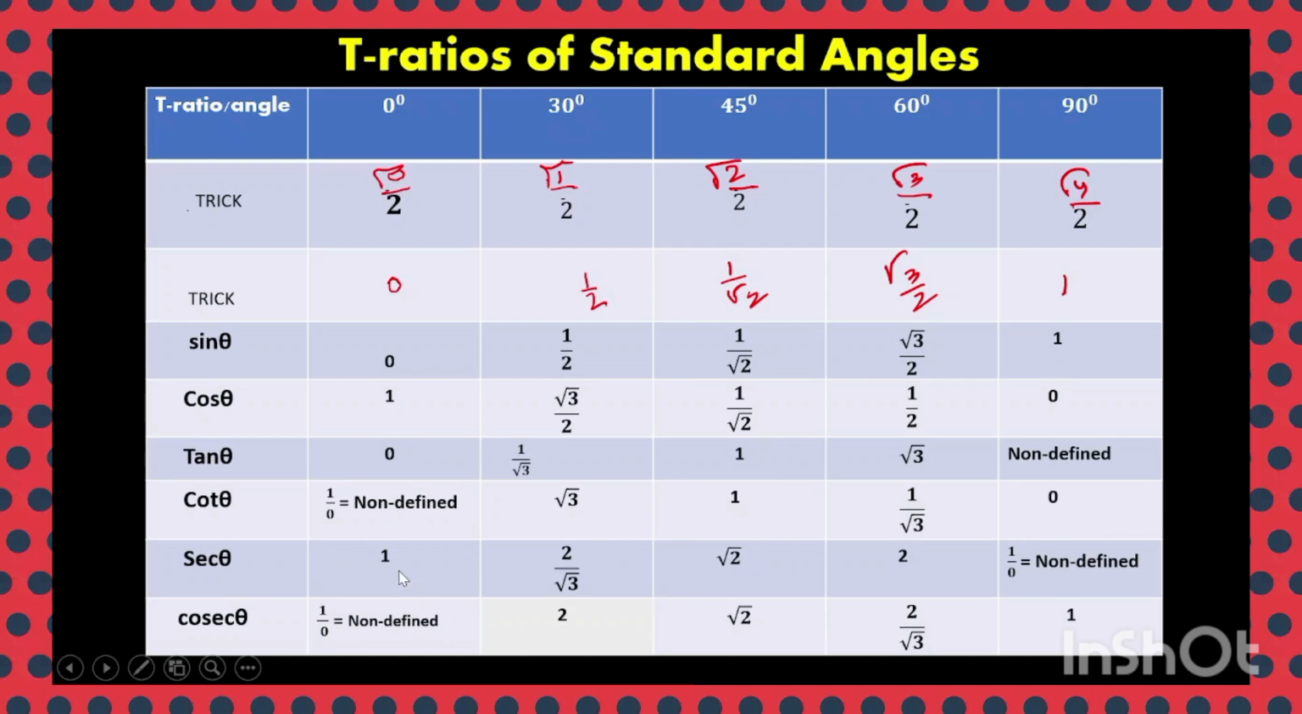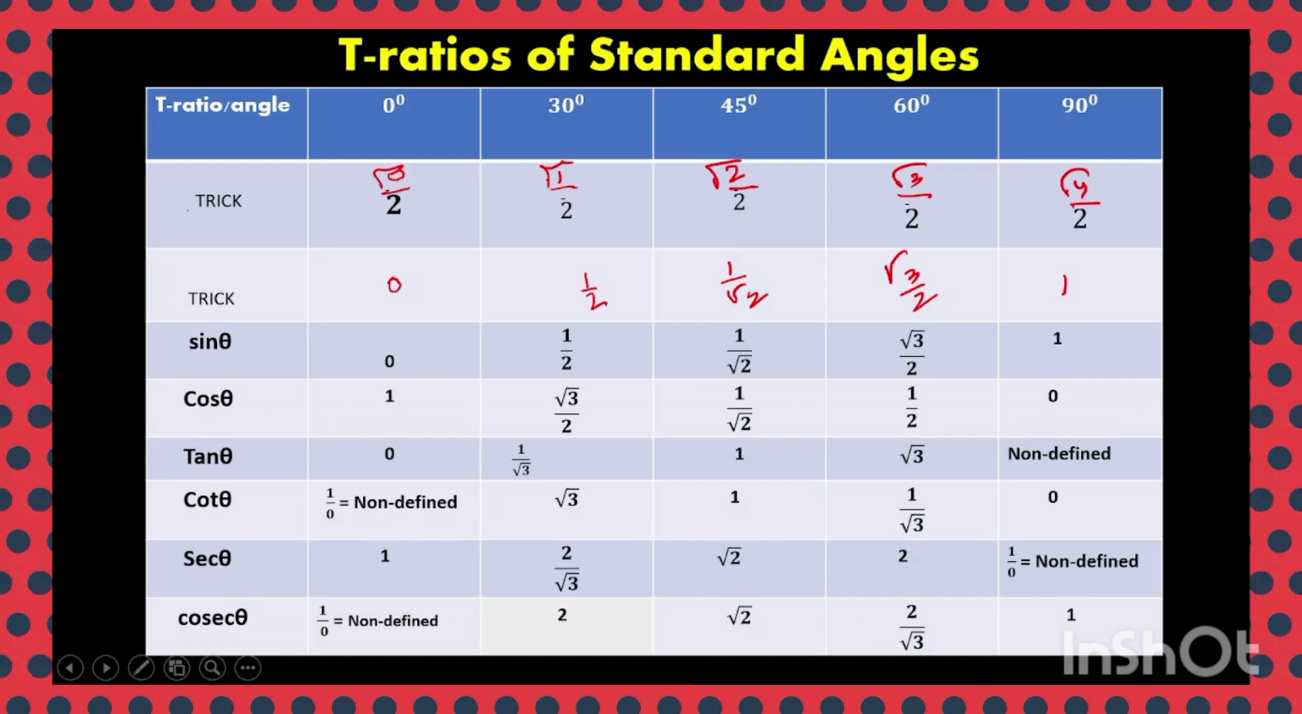Similarly, sec is the reciprocal of cos. So sec theta is 1 by cos theta: sec 0 degree 1, sec 30 2 by root 3, sec 45 root 2, sec 60 2 and sec 90 1 by 0 non-defined. Cosec theta is the reciprocal of sin theta. Cosec 0 1 by 0 non-defined. Cosec 30 2, cosec 45 root 2, cosec 60 2 by root 3 and cosec 90 1.